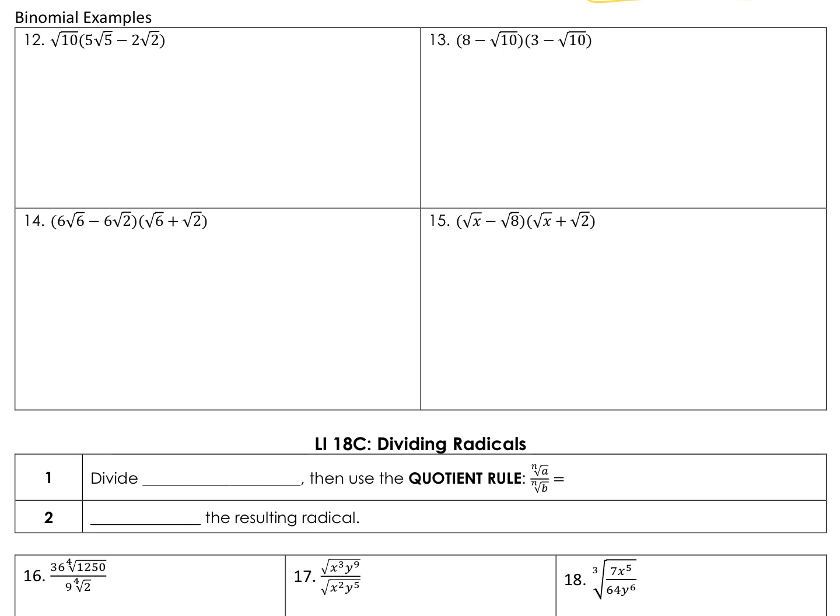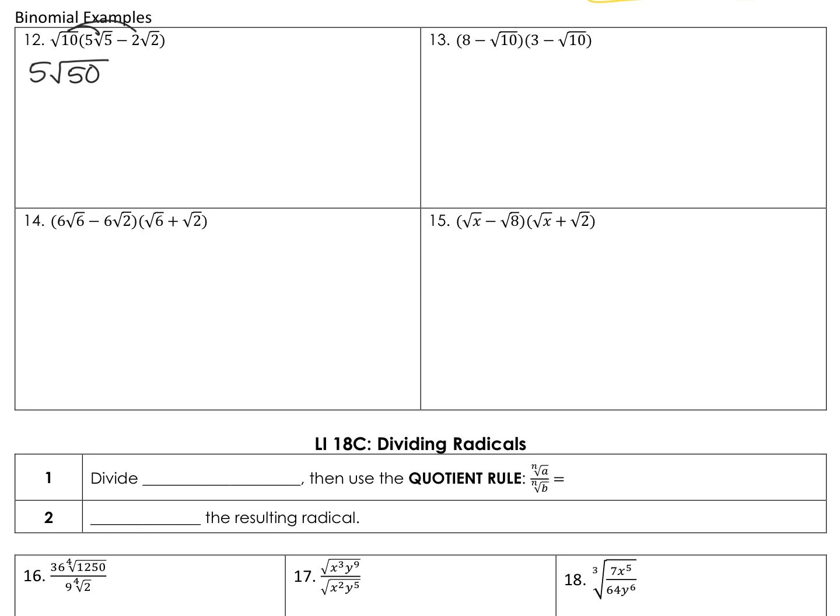Remember that the numbers outside, the coefficients, multiply together, and the inside radicands multiply together. So what I do here is square root of 10 times 5 root 5. The 5 out in front, the coefficient, doesn't have anything to multiply by, but you are going to multiply the square root of 10 times the square root of 5. That would give me the square root of 50.